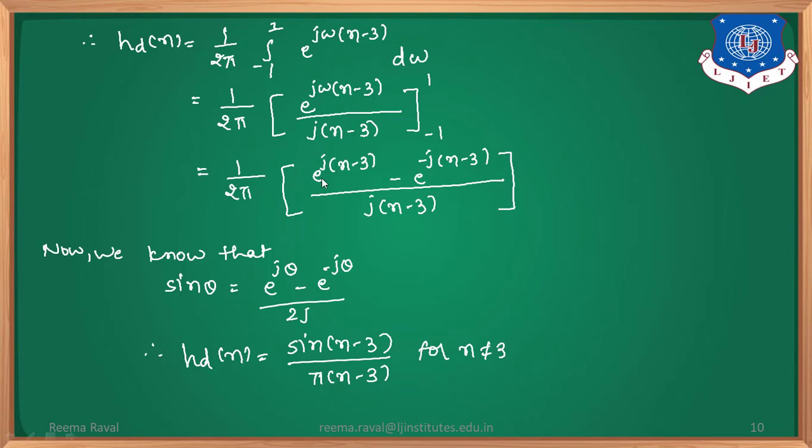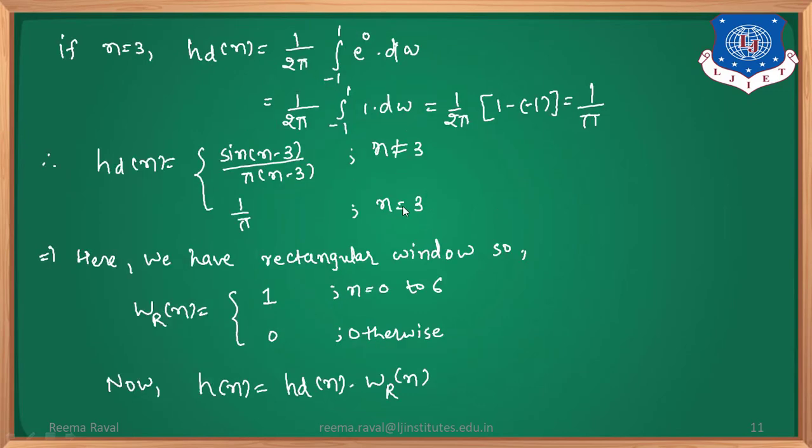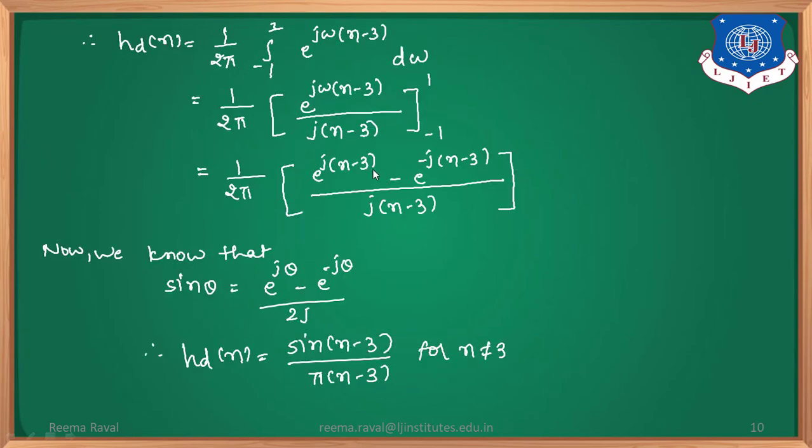Now we compare this with our standard trigonometric formula. We know that sine theta equals e raised to j theta minus e raised to minus j theta, divided by 2j. So if we compare this equation with the given one, it will become sine(n minus 3) upon pi(n minus 3) for n not equal to 3, because if we take n equals 3, the denominator will become 0. So we need to find a different condition for that.